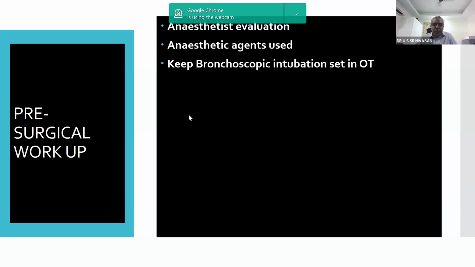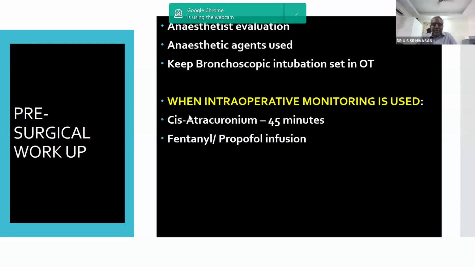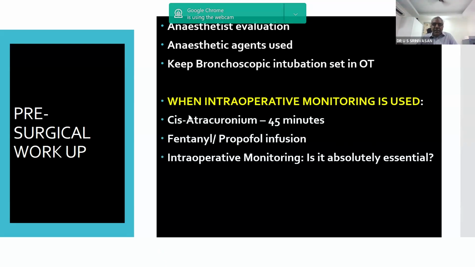This is the first case where I used intraoperative monitoring. In the previous 10 cases, I didn't use intraoperative monitoring. And he changed the anesthesia drugs. So he was asking me whether intraoperative monitoring is absolutely essential. In the majority of cases, I didn't use it. In this case, I decided to use it because I had it.